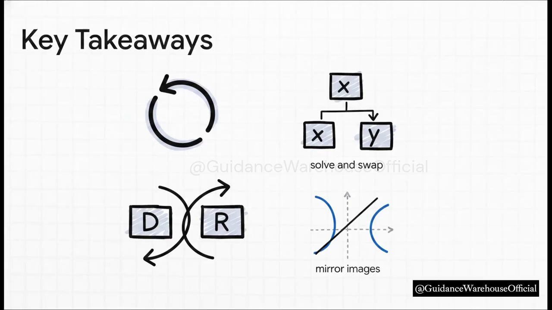Okay, let's boil all of this down to the key takeaways. Number 1, inverse functions undo each other. Simple as that. Number 2, to find one, you solve for the input variable and then swap your variables. Number 3, the domain and range trade places. And number 4, on a graph, they are perfect reflections across the line y equals x.